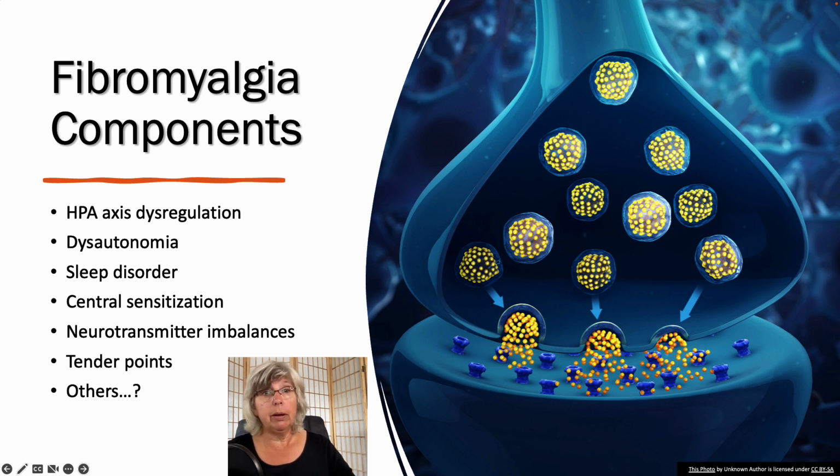So we're going to look very briefly at HPA axis dysfunction, dysautonomia, the sleep disorder that we see with fibro, central sensitization, one of my least favorite topics, neurotransmitter imbalances, tender points, and then I'll give you just a short list of other things that are turning up in explorations about fibromyalgia. You ready? Here we go.